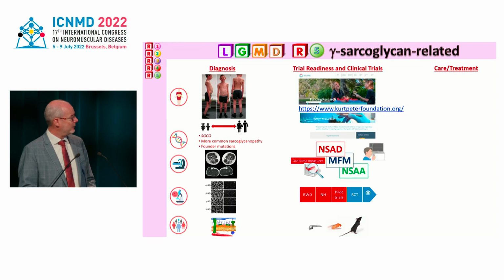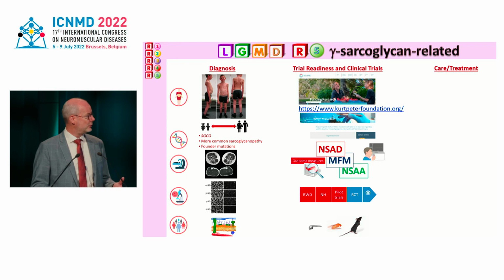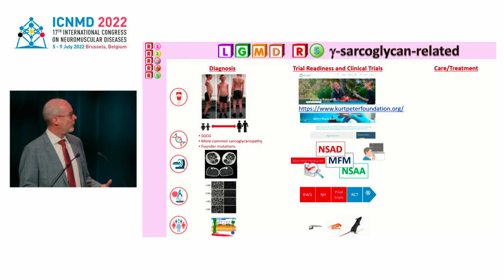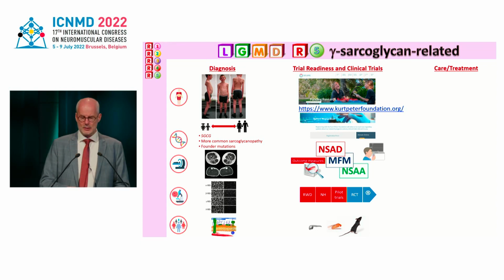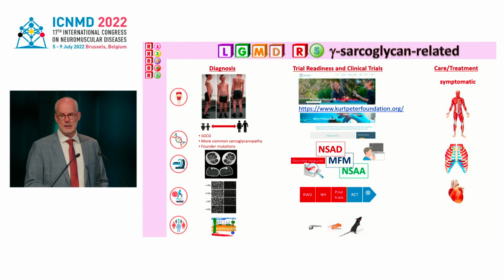Now, in terms of trial readiness, there is again a specific patient organization and a patient registry for the gamma-sarcoglycanopathies, the Kurt and Peter Foundation. And trials are on the way now as well. Good animal models for research. And here as well, we need to look at cardiac involvement in addition to skeletal muscle and respiratory muscle involvement.